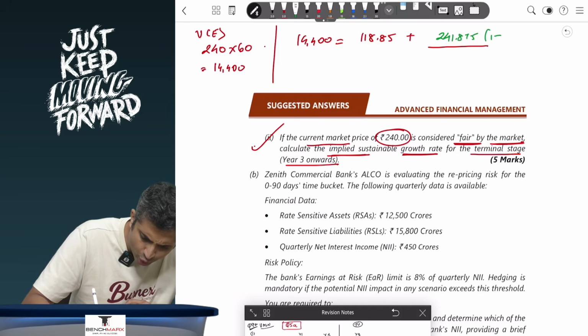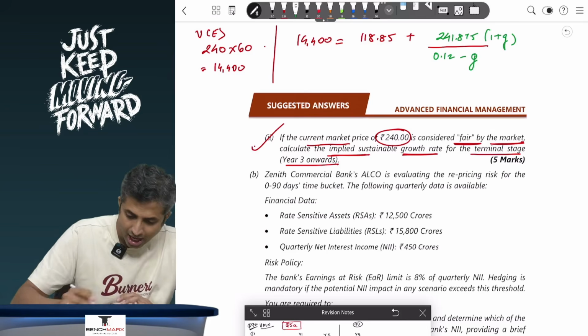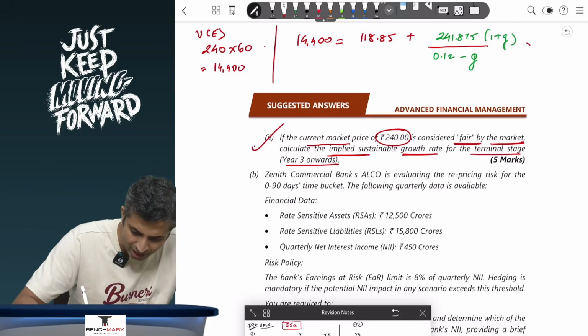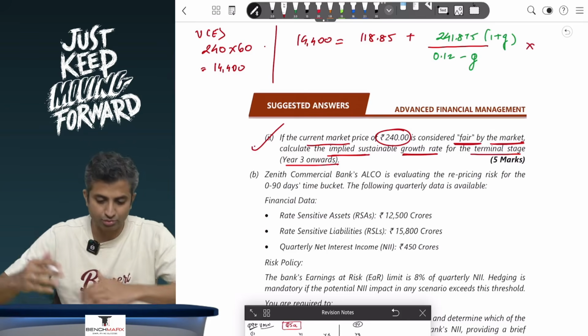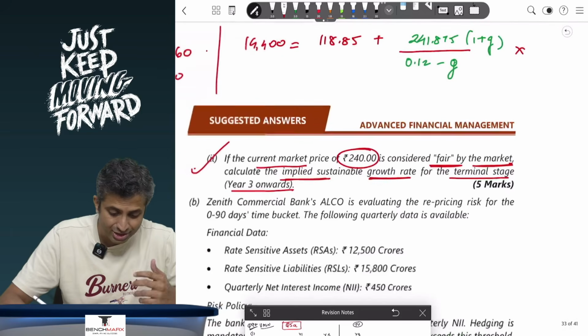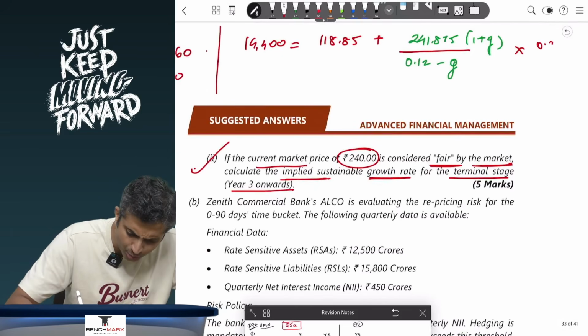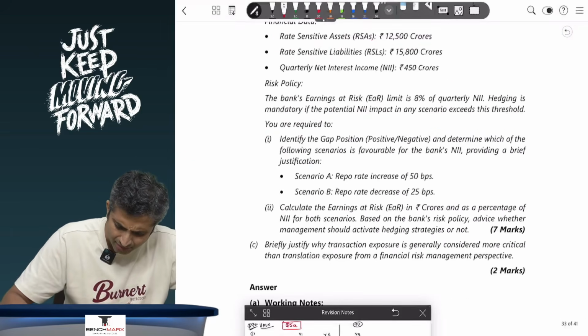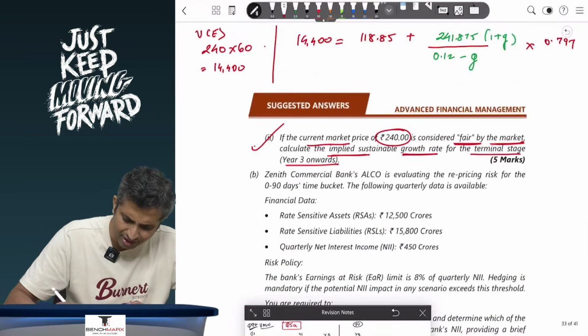241.875 into 1 plus G. I don't know what that G is, upon Ke, which is still 12% minus G. And this will be the value that I will get. Let's say, so this will give me the third year's cash flows upon 12 minus G. This will give you the value at the end of the second year into 0.797, if I'm not wrong. This is the value at the end of the second year, 0.797, and that's about it.